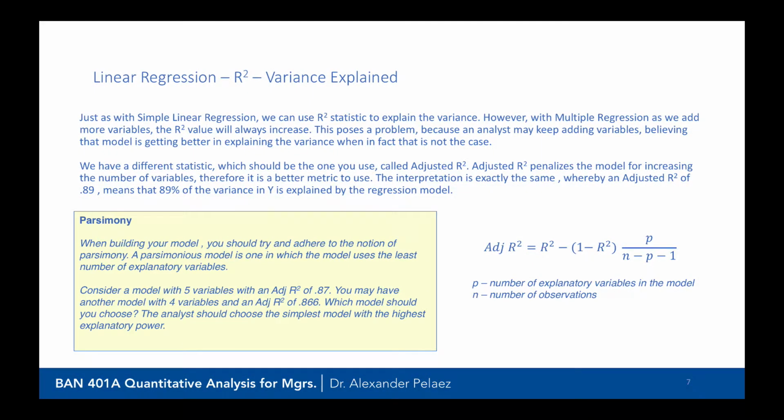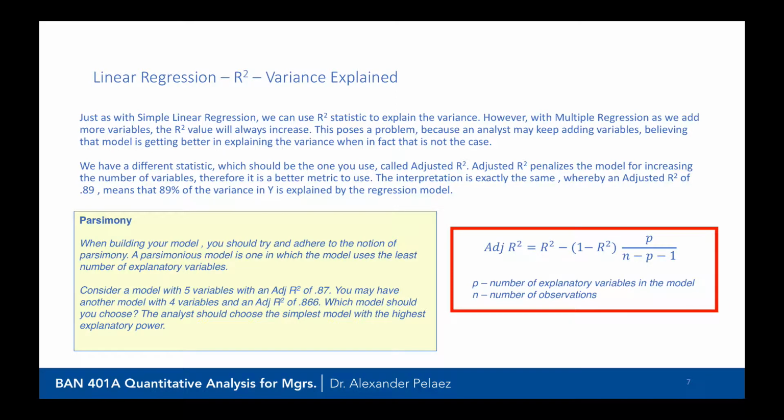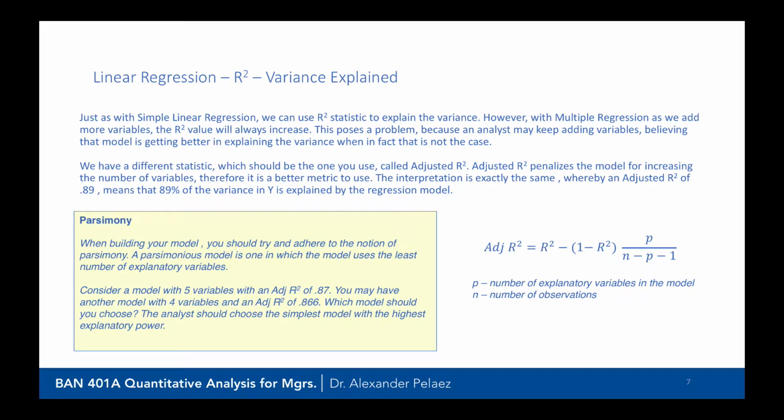So the interpretation is exactly the same, whereby an adjusted R-squared of 0.89 means that 89% of the variance in Y is explained by the regression model. The formula on the right shows that it's R-squared minus (1 minus R-squared) times p over n minus p minus 1, where p is the number of explanatory variables in the model and n is the number of observations. So it's a very similar calculation, using the specific components, but it's penalizing you for using extra variables.